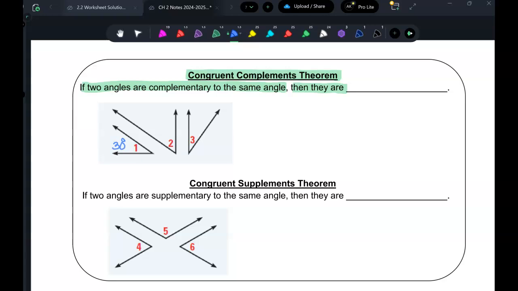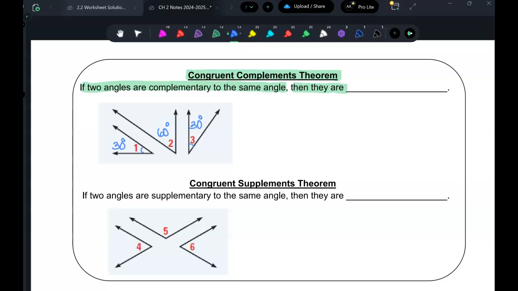If 1 and 2 are complementary, what would angle 2 have to be equal to? 60, right? So this would have to be 60. Again, these are just examples that I'm giving. Now, if I ignore angle 1, and now I tell you angle 2 and 3 have to be complementary, what does angle 3 have to be? This has to be 30. So what do we notice about the first and the last angles? They're the same.